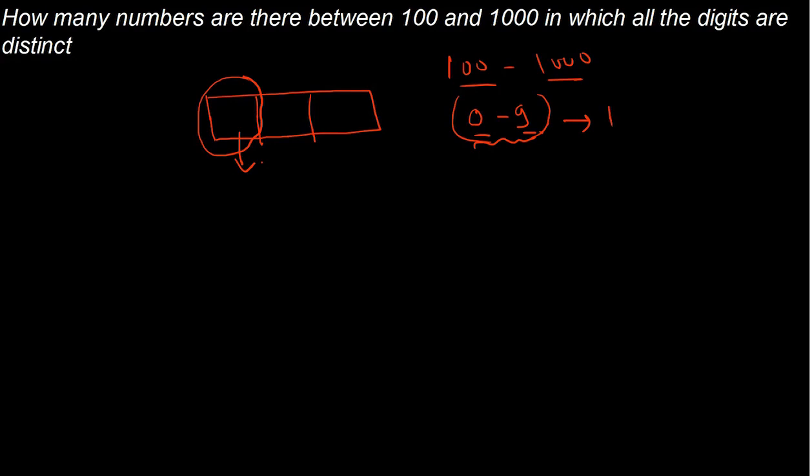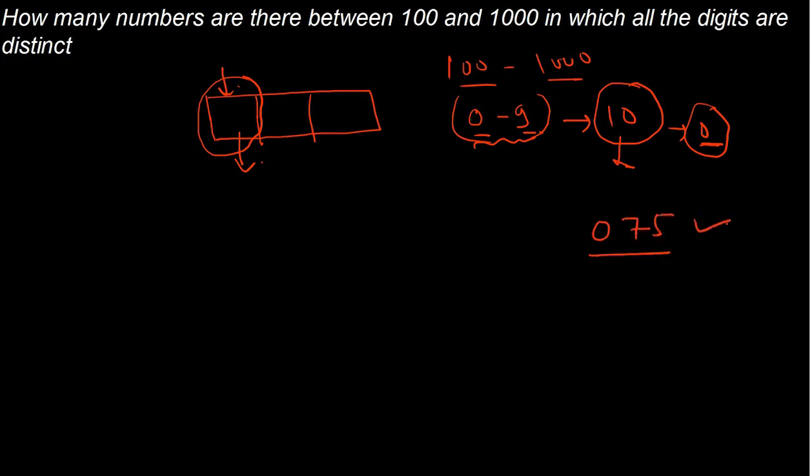Fine, so let's start. In how many ways can you fill the first place? There are 10 numbers from 0 to 9, but you can't take 0. Why? Because if you put 0 over there, it is going to be only a two-digit number, like 075. So it simply represents a two-digit number, so you can't put 0 over there. So from 1 to 9 you have options, so in 9 ways you can fill that particular place.